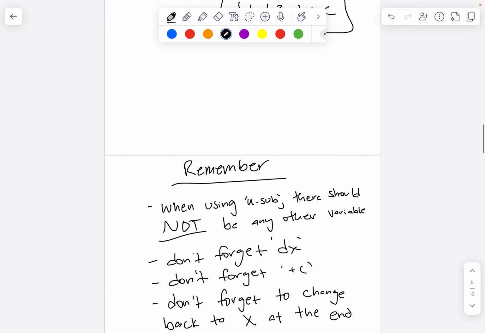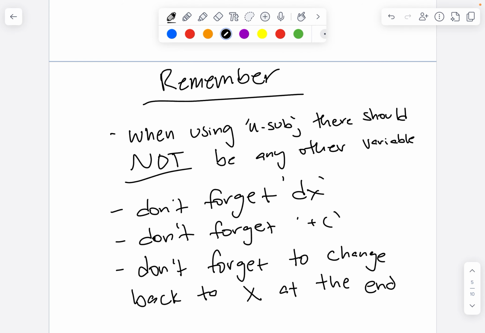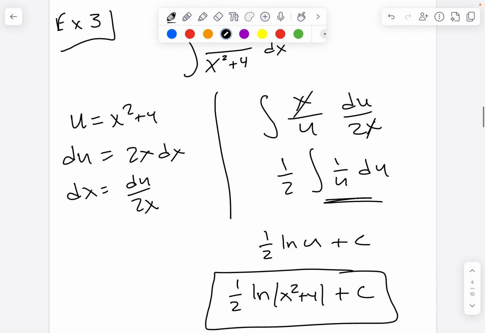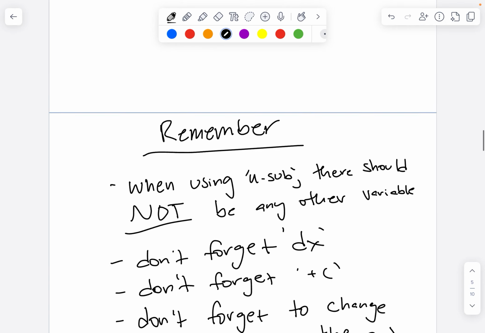So to recall for U-substitution, remember when using U-sub, there should not be any other variables when you are in the U-sub world. It should only be U. If there are other variables, you did something wrong. You need to go back and pick a different U. Or that problem is not a U-substitution problem. Don't forget your dx when you're writing out your integrals. So in this portion right here and this portion right here.